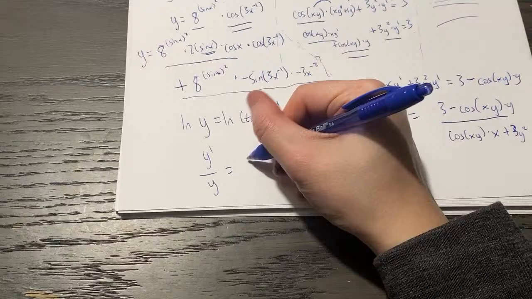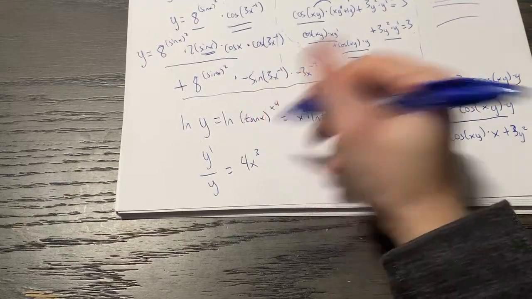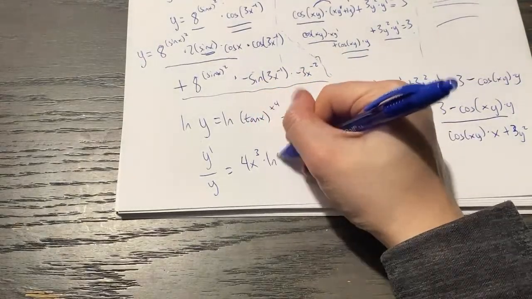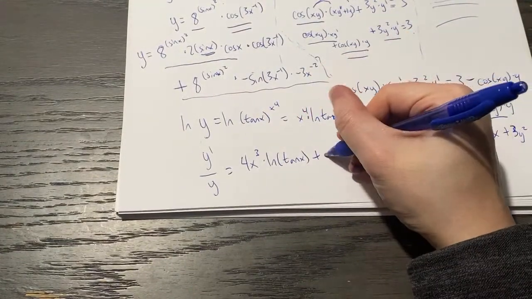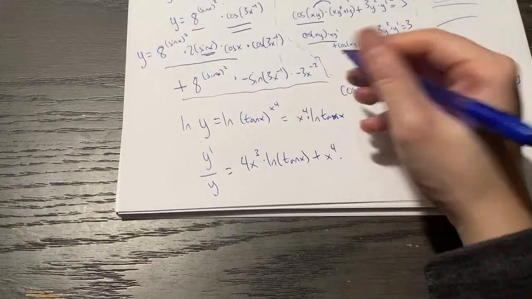Let's take the derivative of x to the 4th first, 4x cubed. That means we keep this one the same. Then we're going to keep this one the same now, x to the 4th. And now we have to multiply by the derivative of ln of tan.